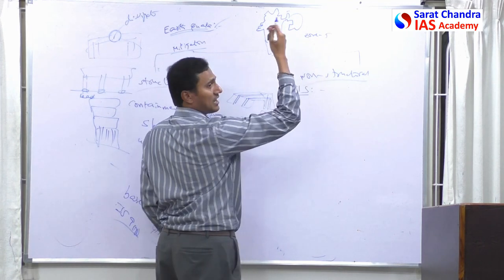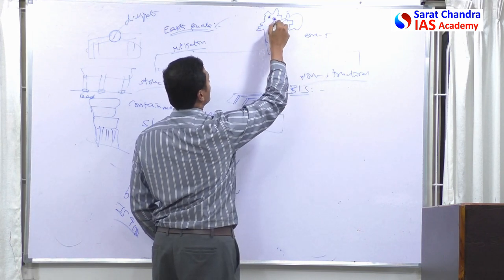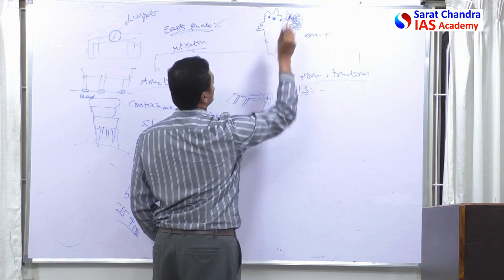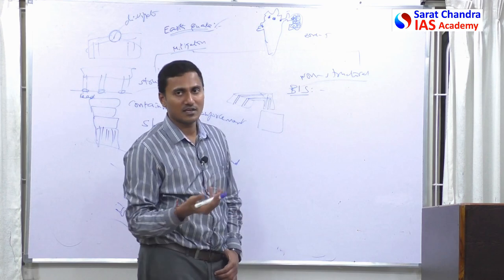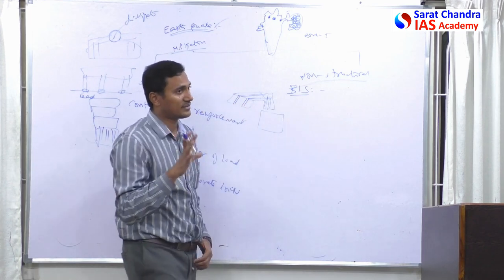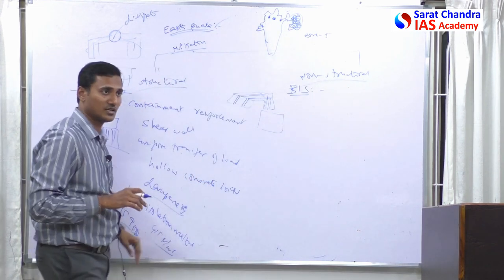Zone 5 means highly earthquake prone. Zone 5 is here, see, this one. The entire Northeast India is zone 5, even Bhuj also, zone 5. The earthquake came there recently, that's zone 5, okay. Zone 5 is the highest. So whenever you're constructing buildings in zone 5, you have to take very good care, okay.